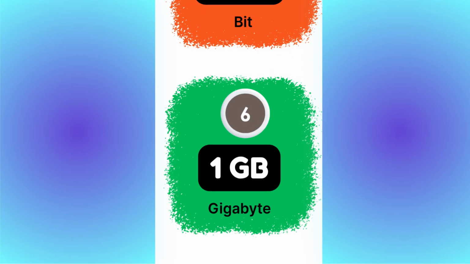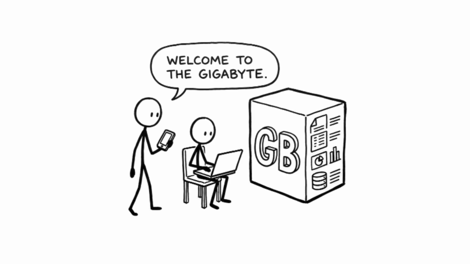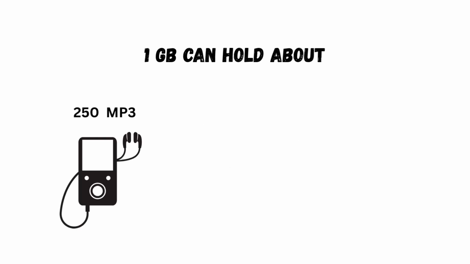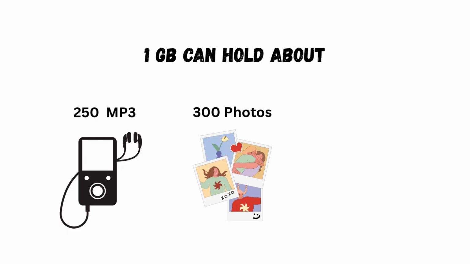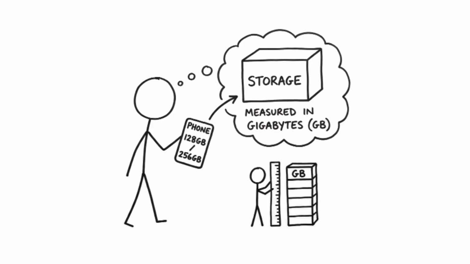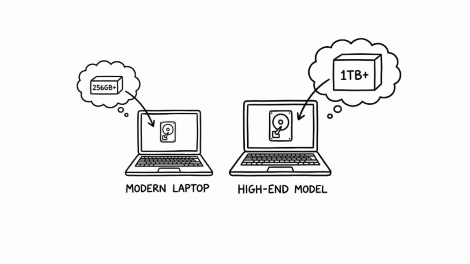Number 6, the gigabyte. Welcome to the gigabyte, the unit most familiar to anyone with a smartphone or laptop. 1 gigabyte equals 1,024 megabytes, or roughly 1 billion bytes. A gigabyte can hold about 250 MP3 songs, around 300 high-quality photos, or approximately 30 minutes of HD video. When you buy a phone with 128 gigabytes or 256 gigabytes of storage, you're measuring in gigabytes. Most modern laptops come with at least 256 gigabytes of storage, while high-end models might have a terabyte or more.